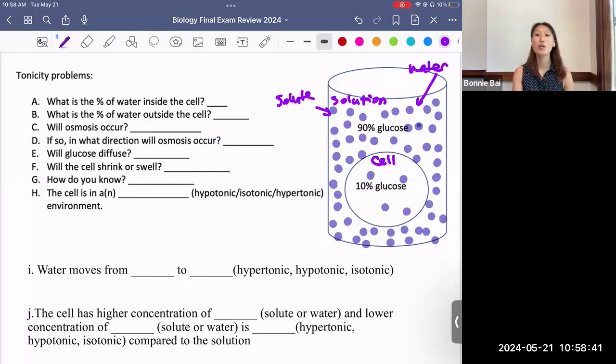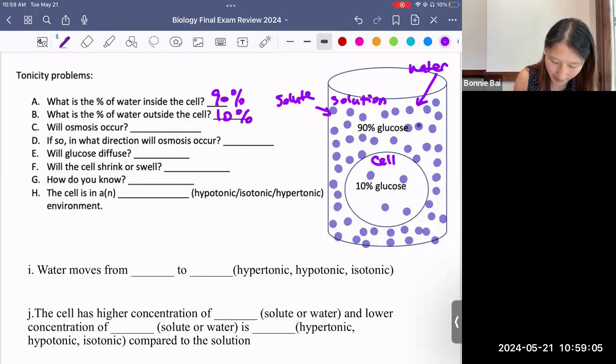Okay, so now let's take a look at how we can answer this question. The percentage of water inside the solute, you just shift your perspective. If it's 10% glucose, and I'm not telling you, obviously a cell has all different kinds of other content, but we're just thinking, you know, a made up cell with only 10% glucose and everything else is water, 90% water. And then we have the percentage of water outside of the cell, which is 10%.